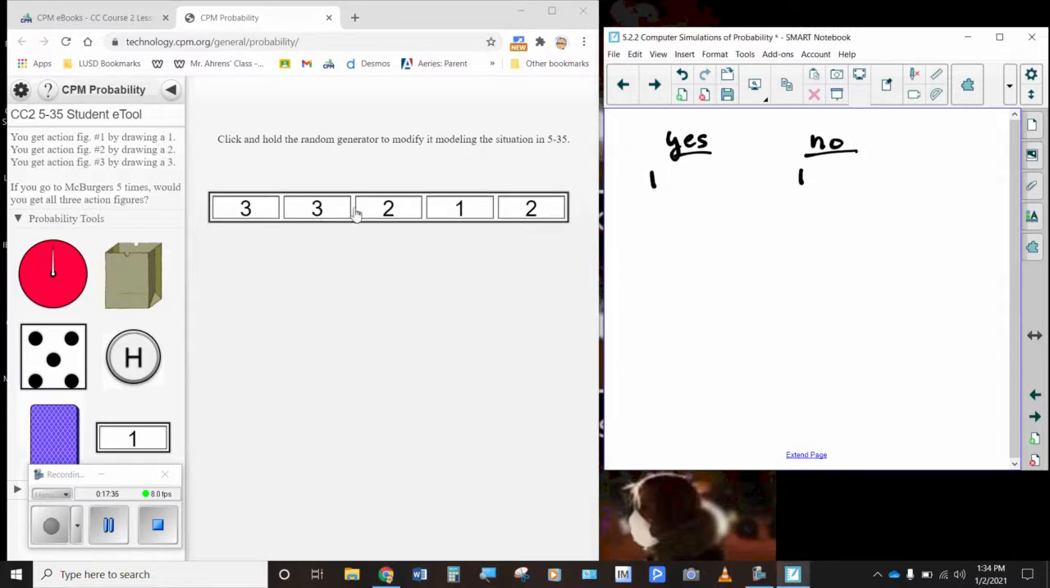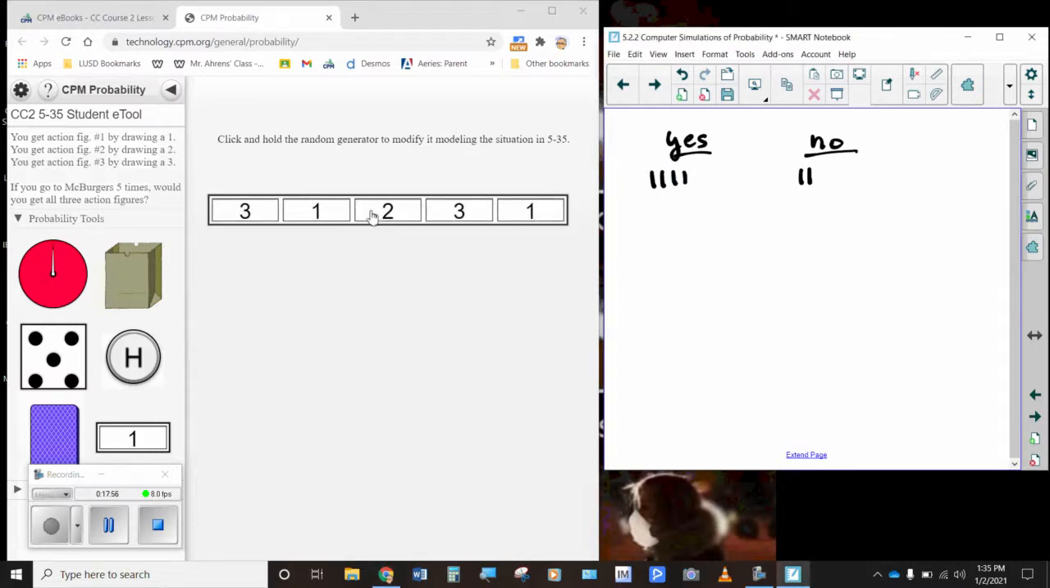Yes. Yes. Yes. No. All right. At this point, after only 5 simulations, it appears as if 3 out of the 5 were yeses, which is 60%. Let's see if that holds up.